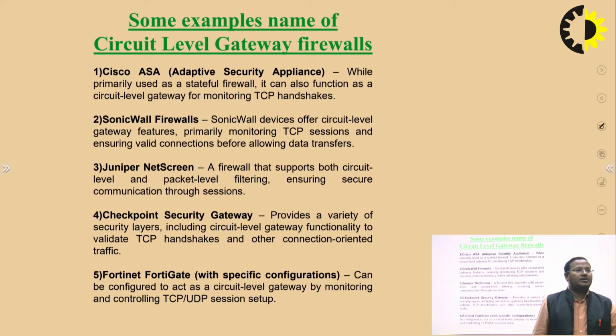While primarily used as a stateful firewall, it can also function as a circuit level gateway for monitoring TCP handshakes. SonicWall firewalls. Third example is the Juniper NetScreen. Fourth is the Check Point Security Gateway, and fifth example is the Fortinet FortiGate with specific configuration. These are some examples of circuit level gateways used all over the world.